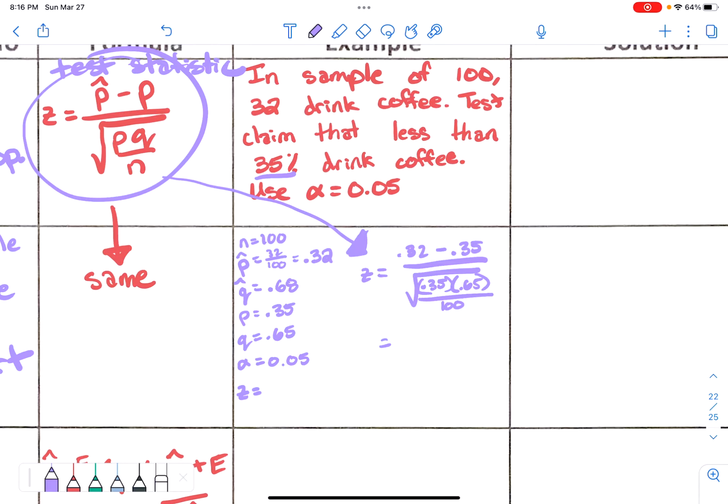I'm going to have to go get a calculator. Sorry, this might take a minute. If you want to fast forward, go for it. But I'm going to go grab a calculator. Nope, I need it.